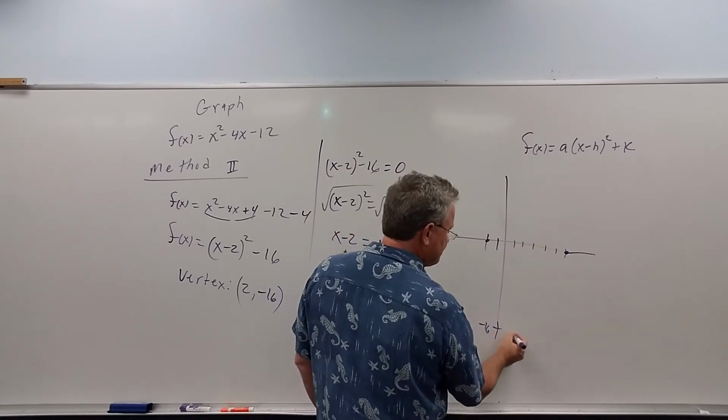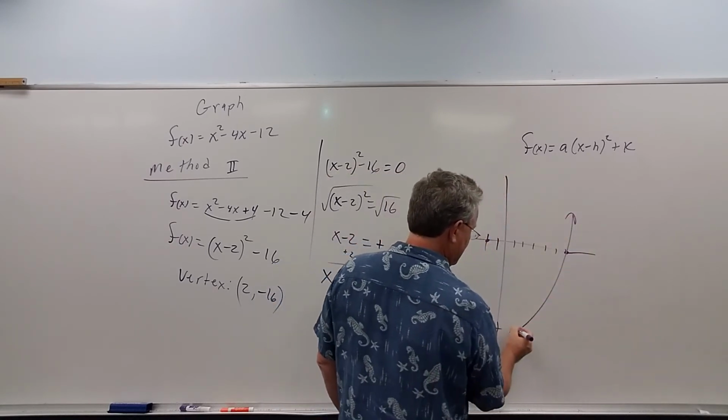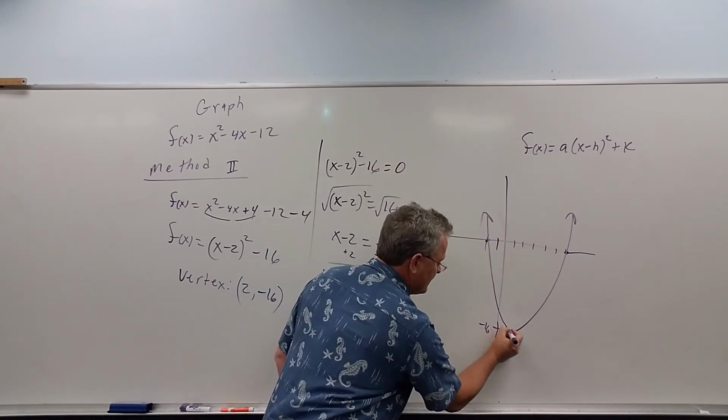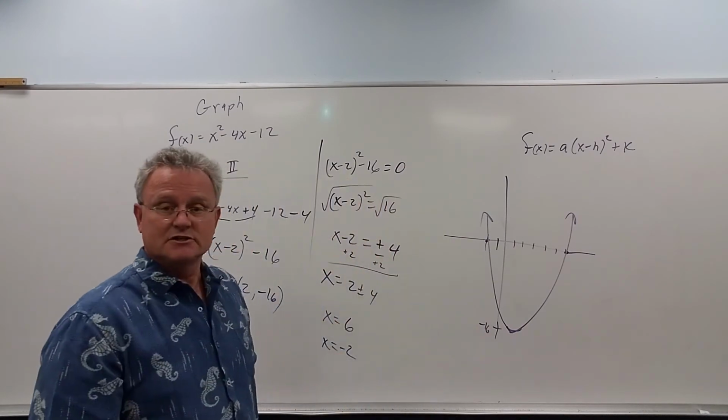So the graph of this parabola, just like we got in the other video, is going to look something like that, rounded.